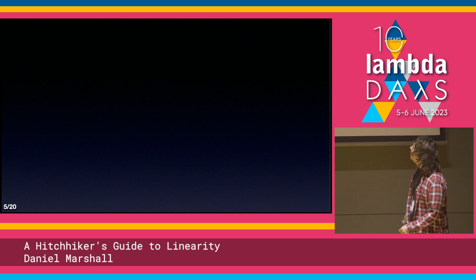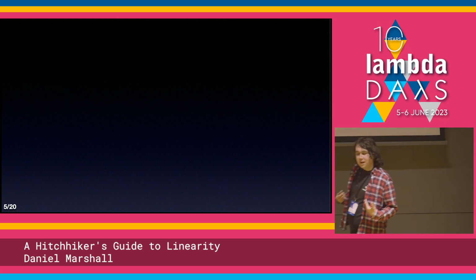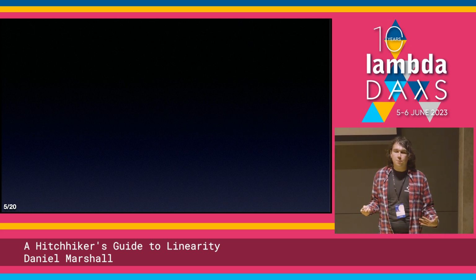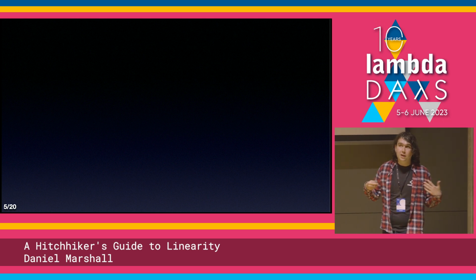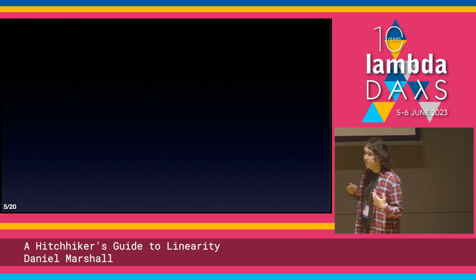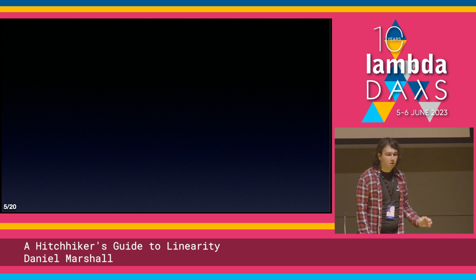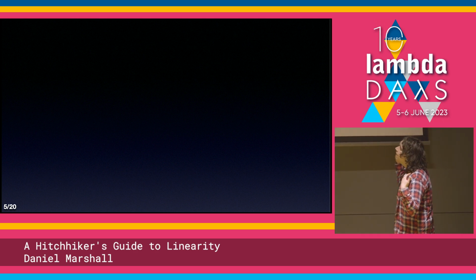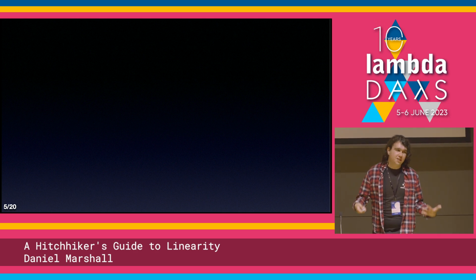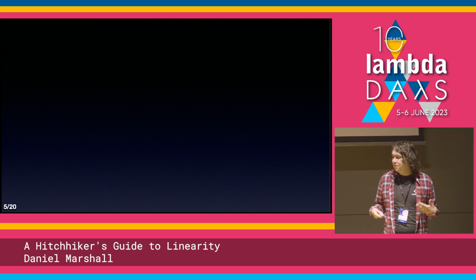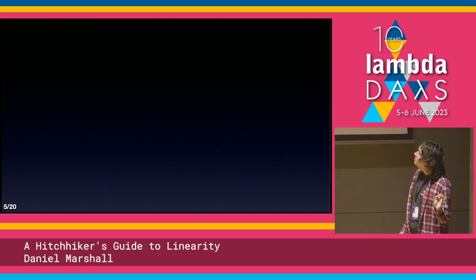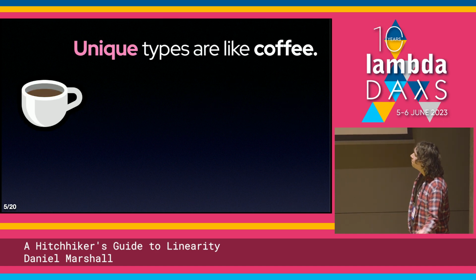So now let's have a look at a slightly different perspective on linearity. Let's look at the idea of uniqueness types, which, as I mentioned, were made popular by the Clean programming language. Now, these are similar to linear types in some ways, but there are some important differences that we will see. Now, again, of course, we need some kind of analogy to help us understand uniqueness types better, just like with linear types. The analogy that I'm going to choose here is that rather than cake, uniqueness types are like a fresh cup of coffee.